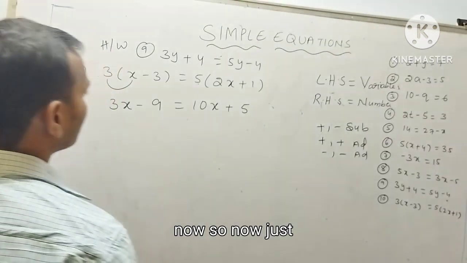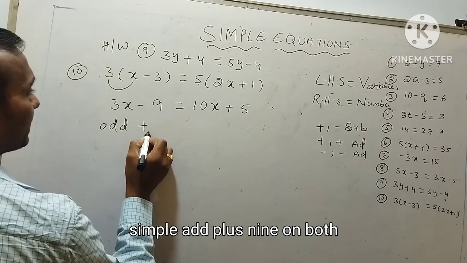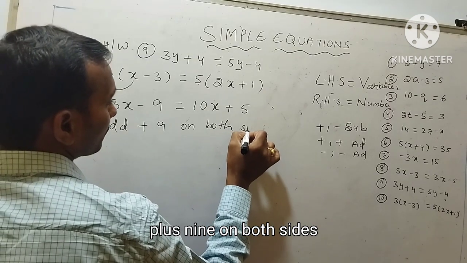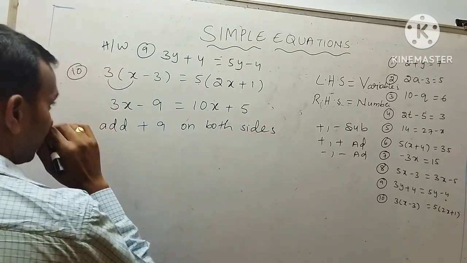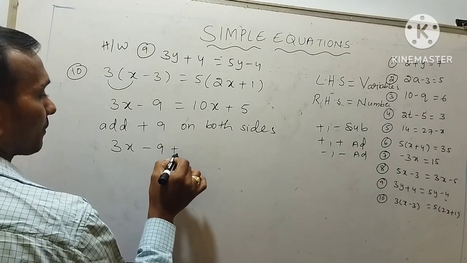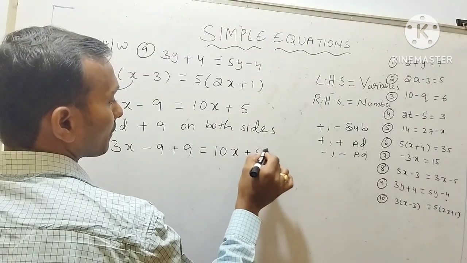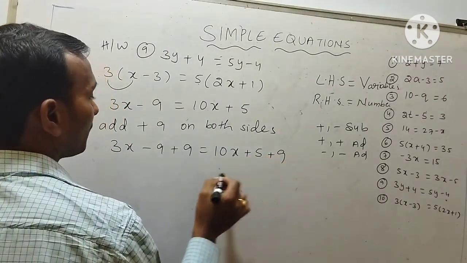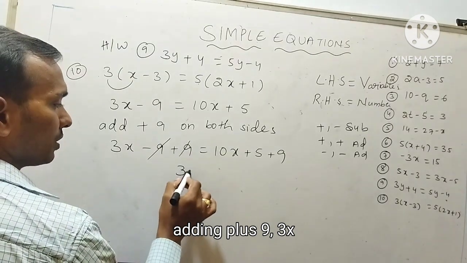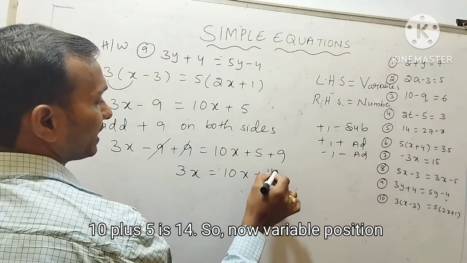What we solve now. So now, just simple, add plus 9 on both sides first. If you add plus 9 on both sides, minus 9 is going to cancel. That's why we are adding plus 9. 3x is equal to 10x plus 9 plus 5 is 14.